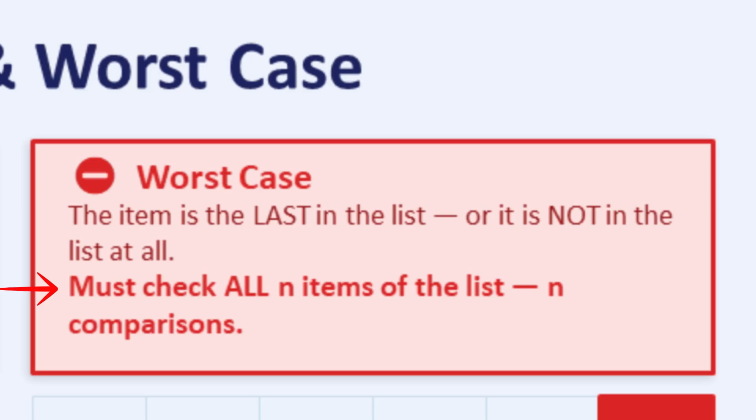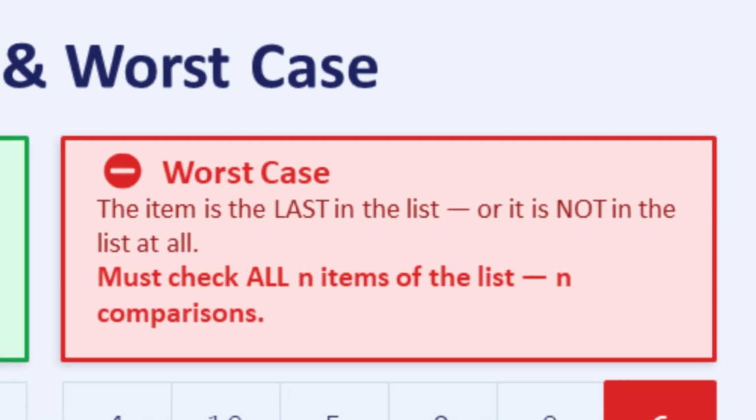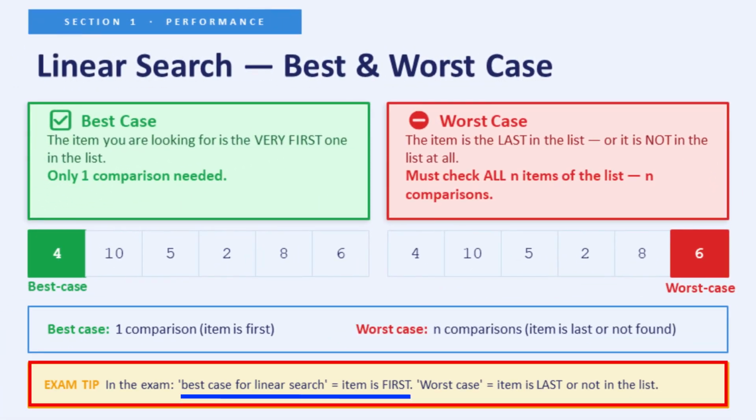In both situations, you must check every single item. If the list has 6 items, that is 6 comparisons. If the list has 1,000 items, that is 1,000 comparisons. Exam tip. Best case for linear search equals item is first. Worst case equals item is last or not in the list.